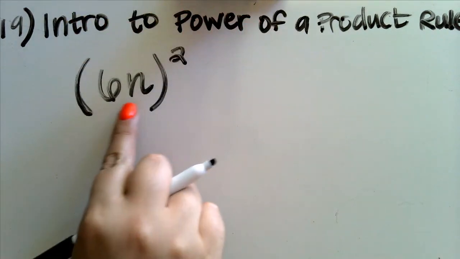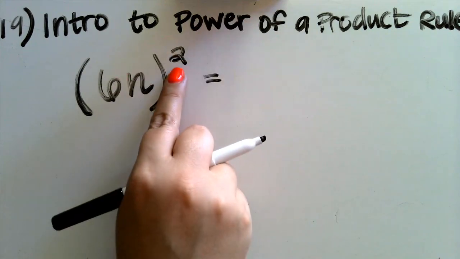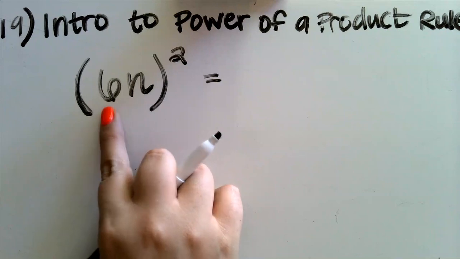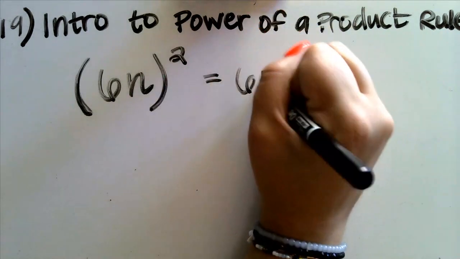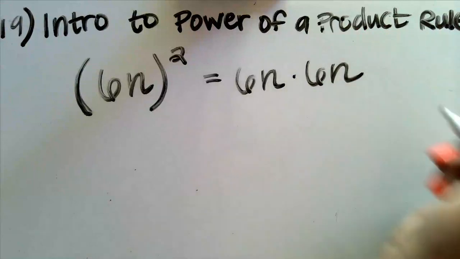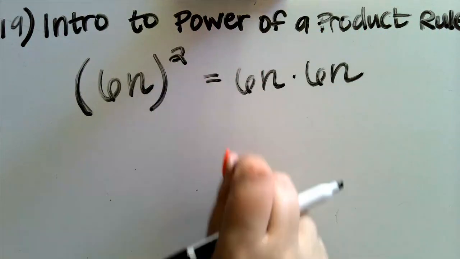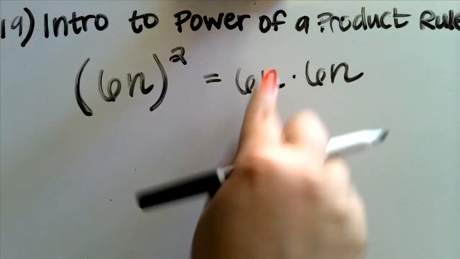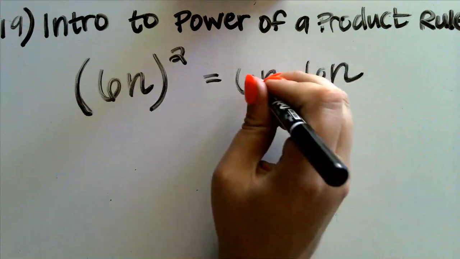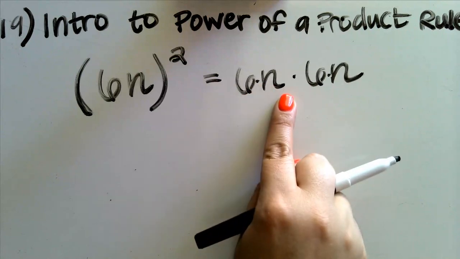We have 6n to the second power, and we know that anytime we're taking an exponent, we are multiplying the base by itself that many times. So I want to rewrite this as 6n times 6n. We got once, we got twice, because we're taking it to the second power. And remember, whenever we have a coefficient sitting right next to a variable, all that means is that it's multiplication. There's an invisible multiplication sign sitting in between our coefficient and our variable.